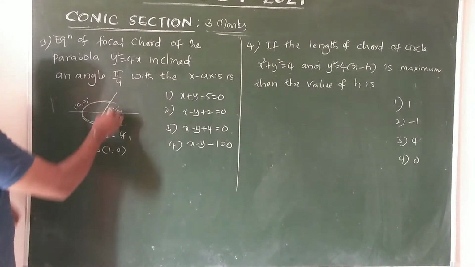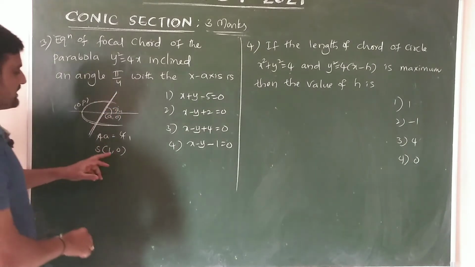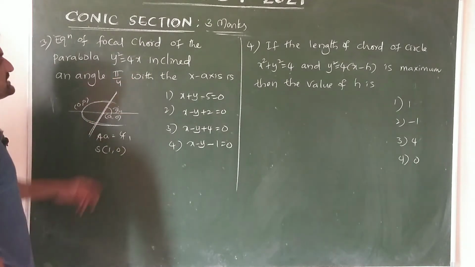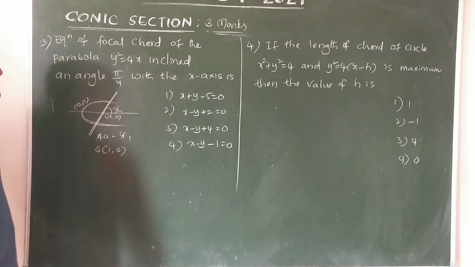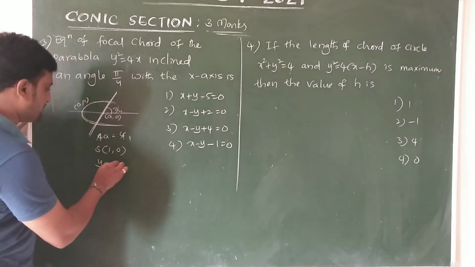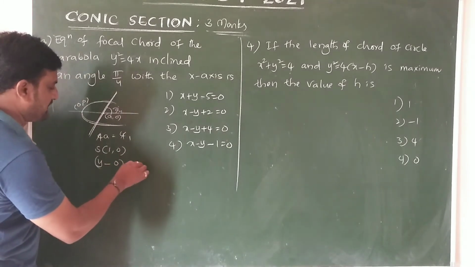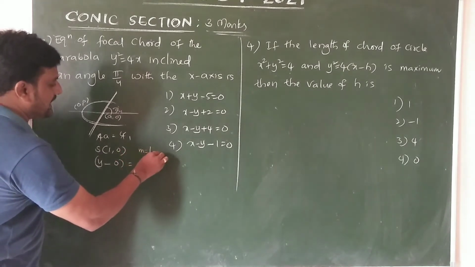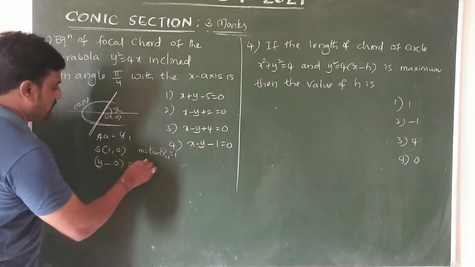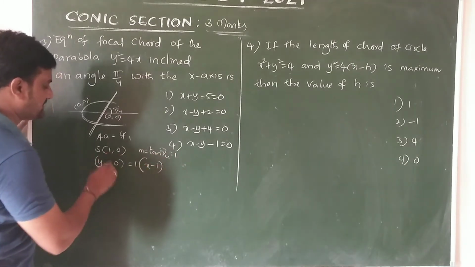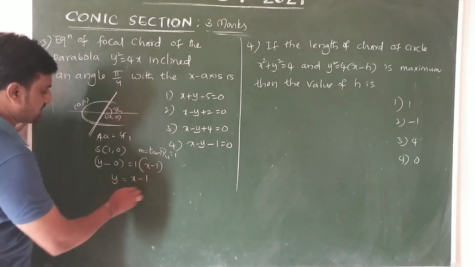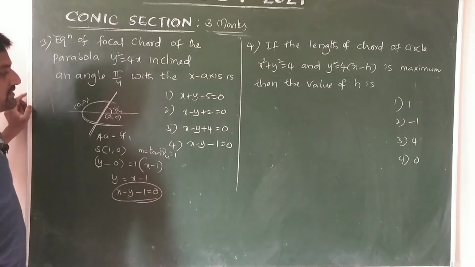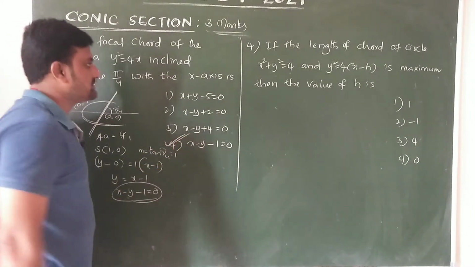Okay. Now the line passes through 1 comma 0 with angle pi by 4. Theta is pi by 4. Then our formula is y minus y1 equals m into x minus x1. m is tan pi by 4. Yes or no? m equals tan pi by 4 equals 1. 1 into x minus x1, which is 1. Then y equals x minus 1. Then x minus y minus 1 equals 0. Okay, which option? Fourth option is the right option.